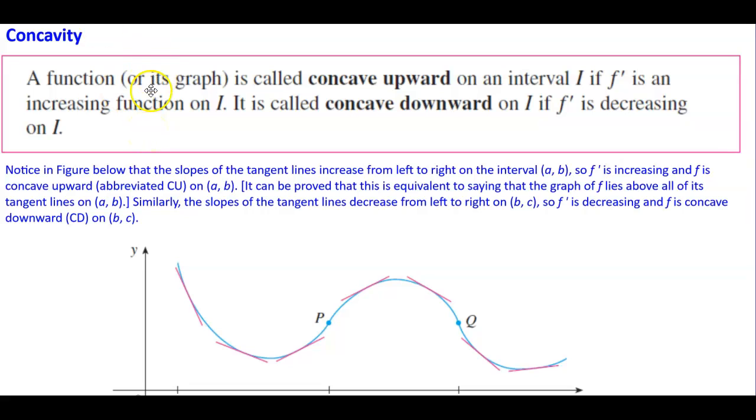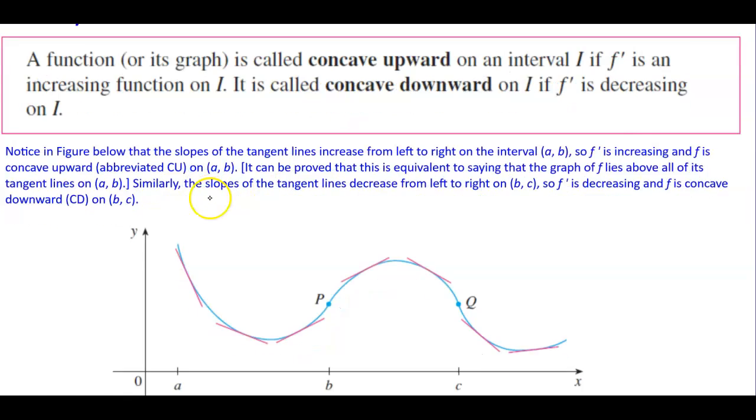Concavity. A function or its graph is called concave upward on the interval I if f prime is an increasing function on the interval I. It is called concave downward on the interval I if f prime is decreasing on the interval I.